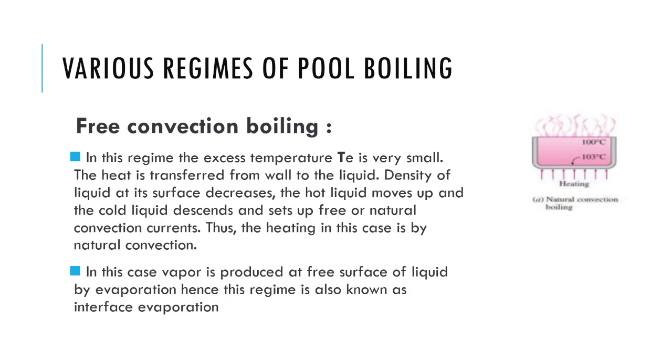Free convection boiling. In this regime, the excess temperature is very small. The heat is transferred from the wall to the liquid. Density of liquid at its surface decreases. The hot liquid moves up and cold liquid descends and sets up free or natural convection currents. Thus, heating in this case is by natural convection. As explained earlier, this is the case here, and we can see it in the diagram to the right. In this case, vapor is produced at the free surface of a liquid by evaporation. Hence, this regime is known as interface evaporation.